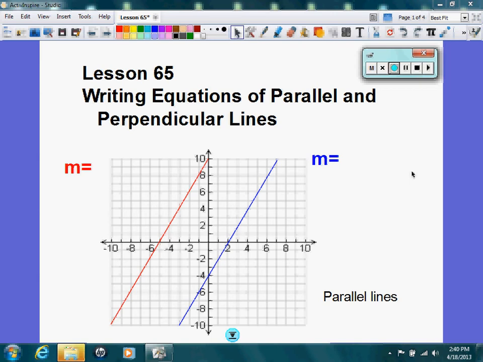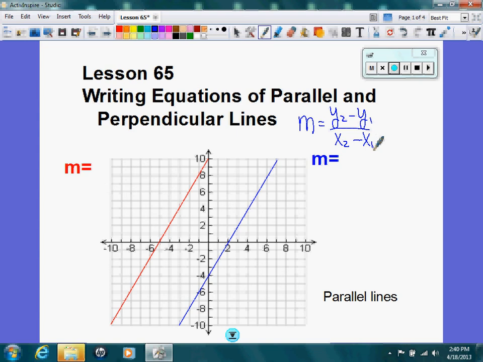So how do we find the slopes of a line? Well, we have a formula that we use. Our formula for slope m is: m is equal to y2 minus y1 over x2 minus x1.